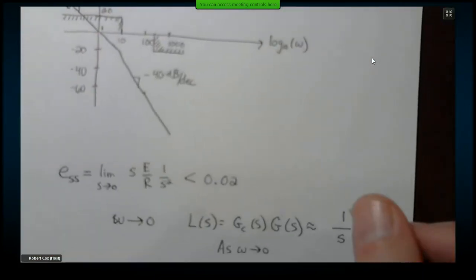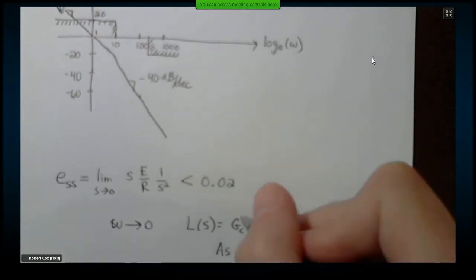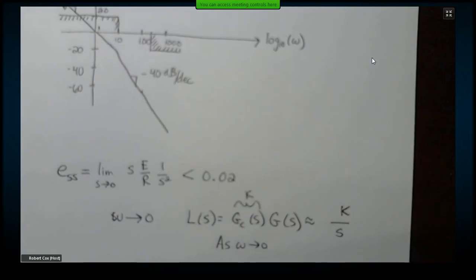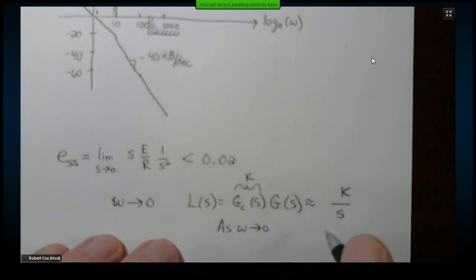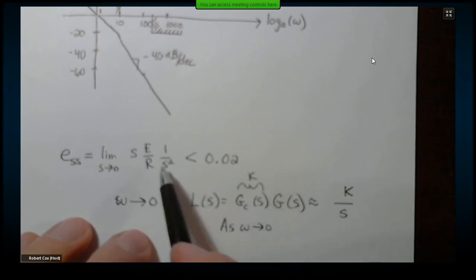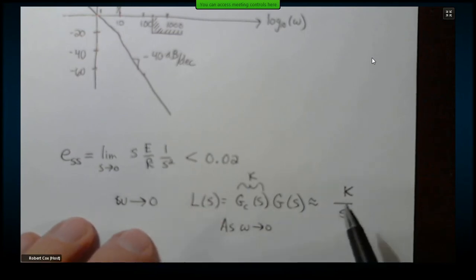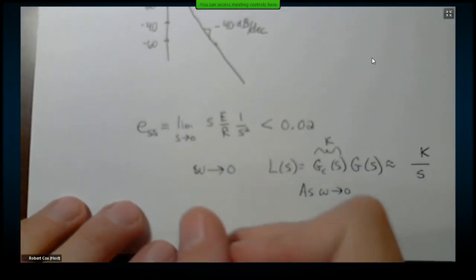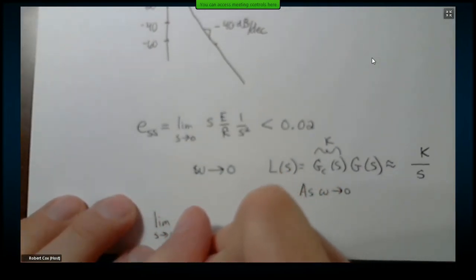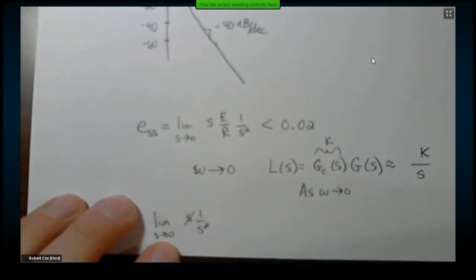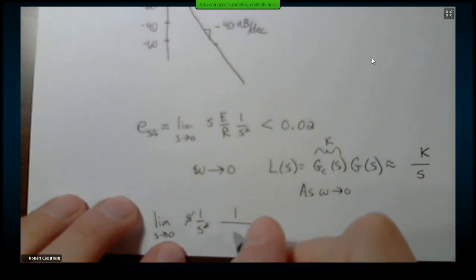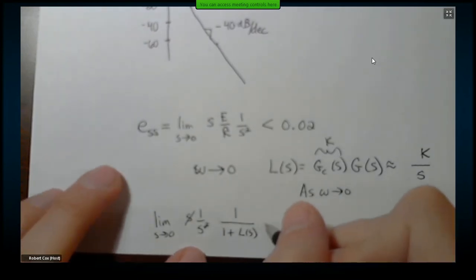Now let's assume that the compensator, at the very least, has some gain. It might have poles and zeros as well, but let's at the very least assume it has some gain. Now, what that means is, let's plug in what this looks like at those very low frequencies. So I can say in the limit as s goes to 0 of s times 1 over s squared, I get a cancellation. E over R is 1 over 1 plus L of s.